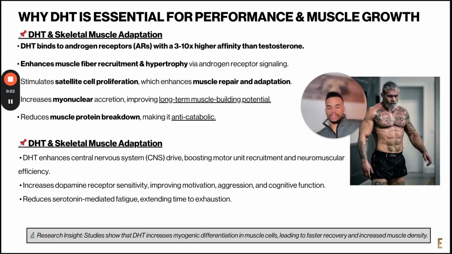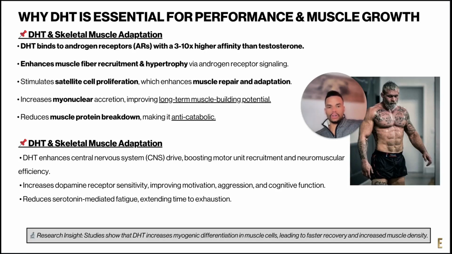So why is DHT essential for performance and muscle growth? DHT has a huge impact on skeletal muscle adaptation. Its role in muscle growth and strength is absolutely critical because it binds to androgen receptors with 3 to 10 times higher affinity than testosterone. That means that DHT is significantly more potent in triggering the androgenic response and the muscle building process than testosterone alone. That means that DHT will beat out testosterone in terms of binding to an androgen receptor, translocating into the cell nucleus, being read by the androgen response element, and then being transcribed into proteins that will trigger an anabolic muscle building process in the body.